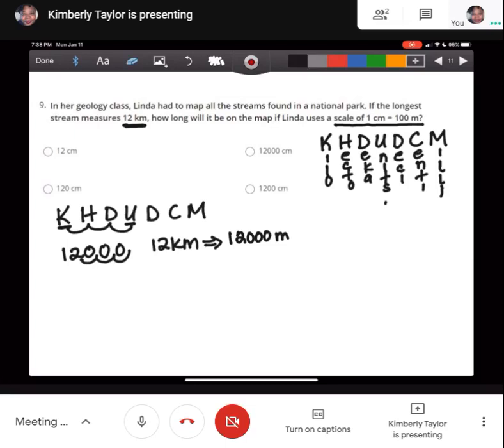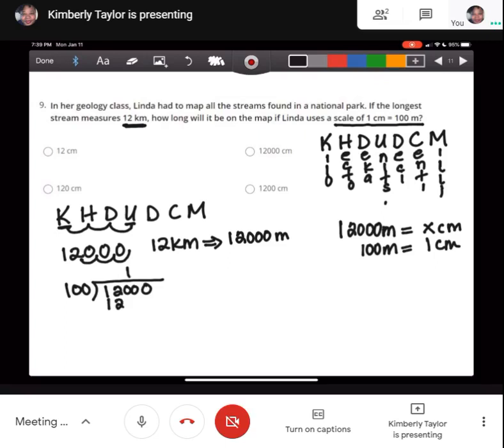I need to convert my 12,000 meters to X amount of centimeters, and I know that my scale is 100 meters is equal to 1 centimeter. Here you either recognize that you need to do division, or anytime I have any setup like this, I know that I can make a proportion. It depends on what you remember from school. So I can say 100 into 12,000, bring down the 0s, and my answer is going to be 120 centimeters.